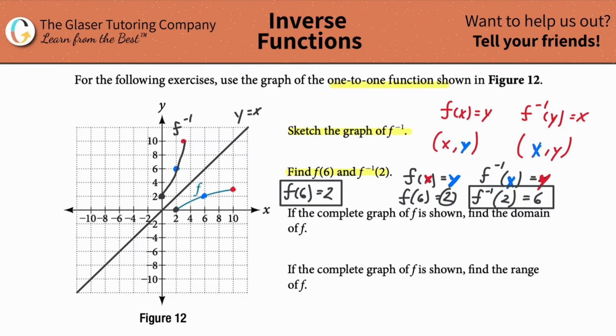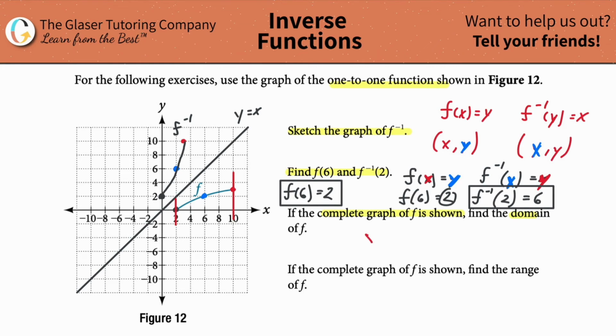Moving on. If the complete graph of f is shown, find the domain. Remember, the domain is just, not to use this word, but it's the range of x values. It's the limit of the x values, basically. The minimum x value that this original function has, all the way to the maximum x value. So it looks like to me, with my eyes, that it starts at x is equal to 2 and it ends at x is equal to 10, right? So the domain is 2 to 10.